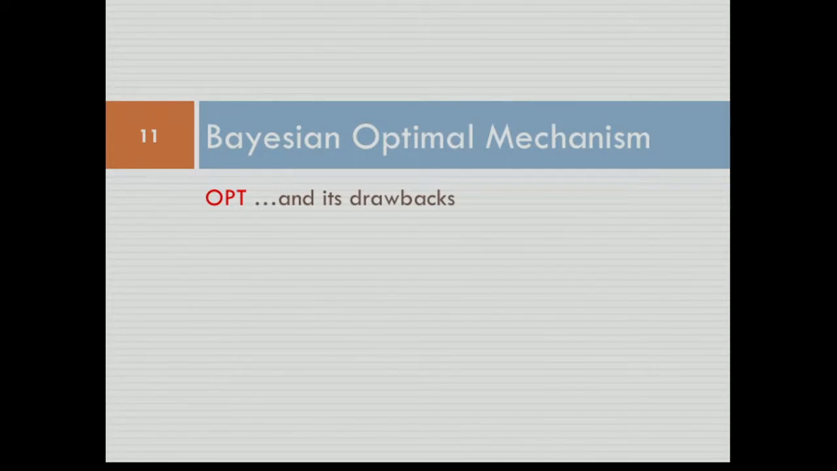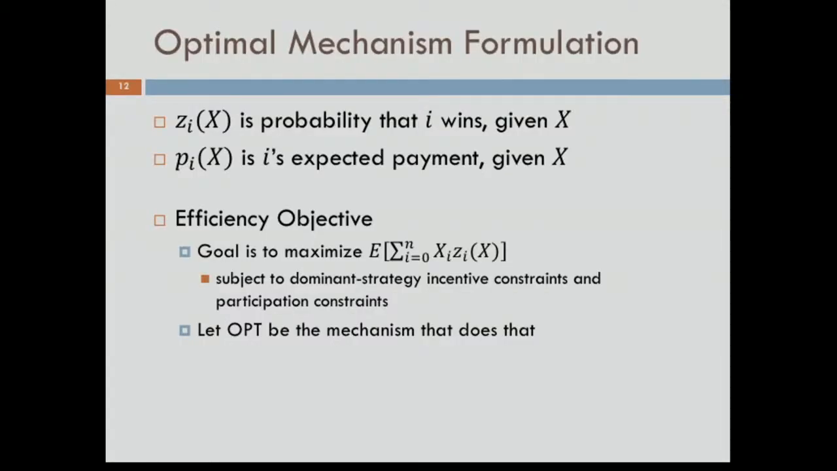Now the Bayesian optimal mechanism, which we'll call OPT. We're going to have our performance advertisers bid, and let's suppose that we have incentive constraints so that they report truthfully. As a function of the truthful reports that the bidders make, we assign the impression to bidder i with probability zi of x. So x is the vector of values reported truthfully by the performance advertisers, and zi is the probability that the item is given to i. pi of x is i's expected payment given x. The goal is to maximize the total expected value, which is the sum from i equals 0 to n of xi zi of x. We maximize this subject to incentive constraints and participation constraints, and we let OPT be the mechanism that does that.